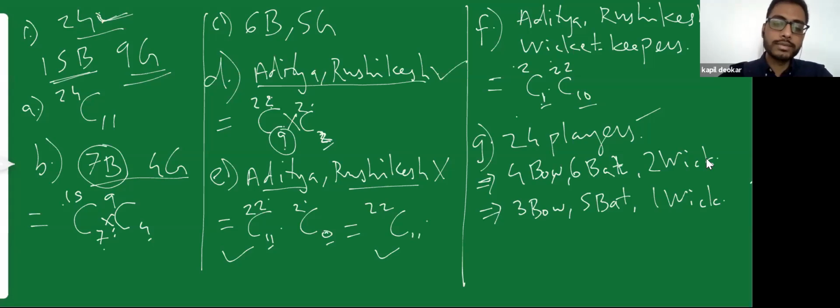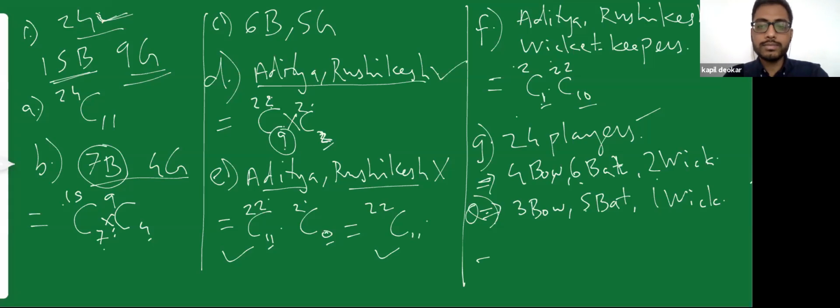Now, in how many ways can I do that? So this question got a bit trickier. Let's try to solve this. I'll repeat the question once again. There are 24 players, out of which there are 4 bowlers, 6 batsmen, and 2 wicket keepers. And my question is, out of those 4 bowlers, I want 3 bowlers in my team. Out of those 6 batsmen, I want 5 batsmen in my team. And out of those 2 wicket keepers, I want 1 wicket keeper in my team.